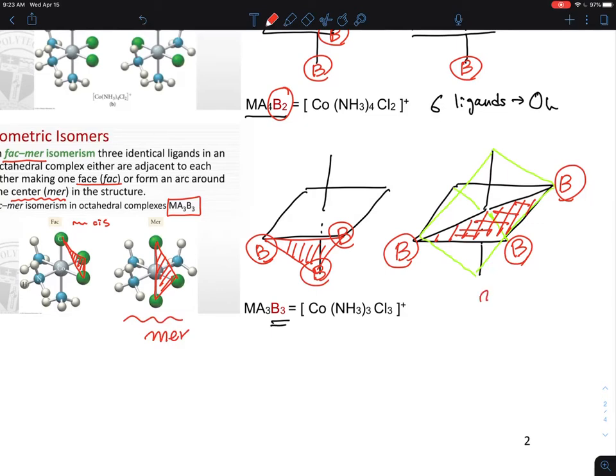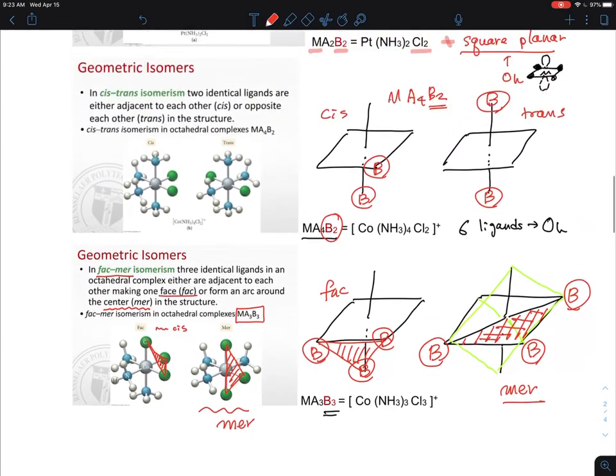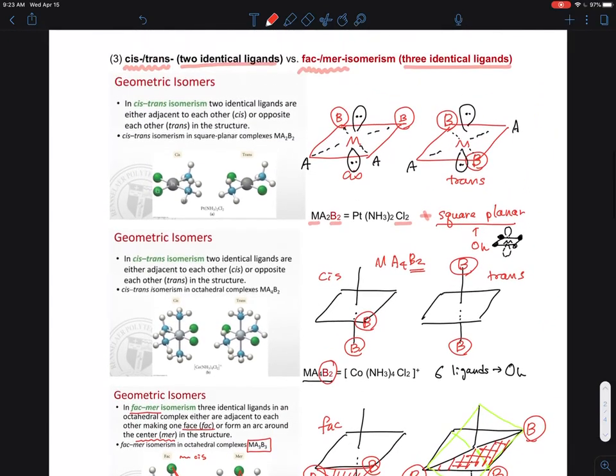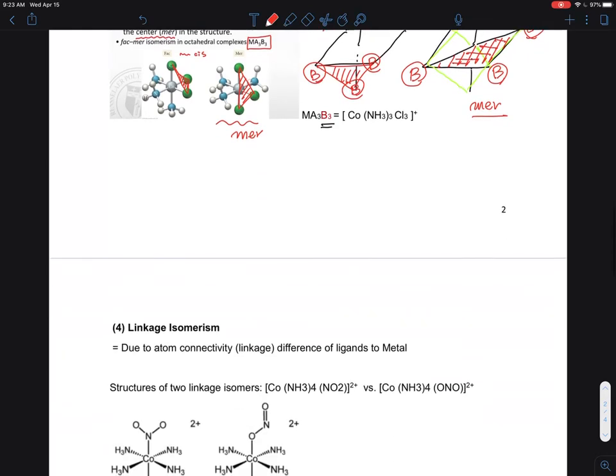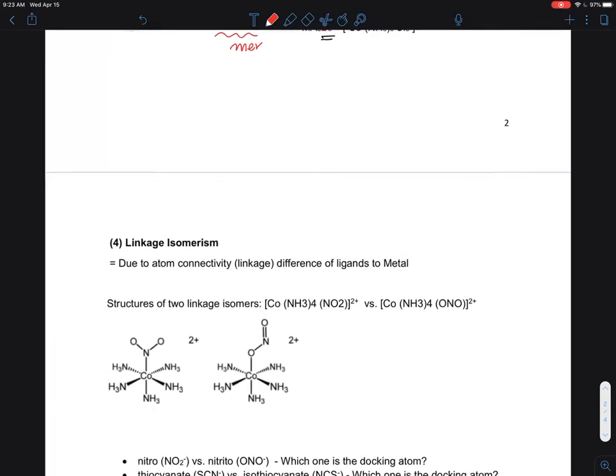So this is an MER, which is a meridian going through the poles. And then this is a FAC when you have a three coordination. Those are the ligands. You can go and look for the lecture slide. It just looks like that, and then you guys can learn it more.